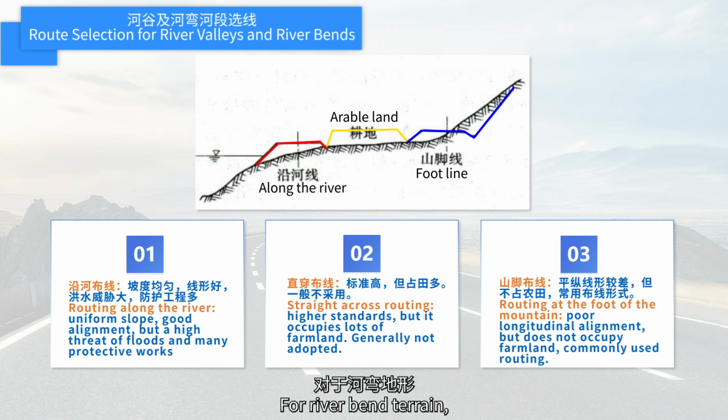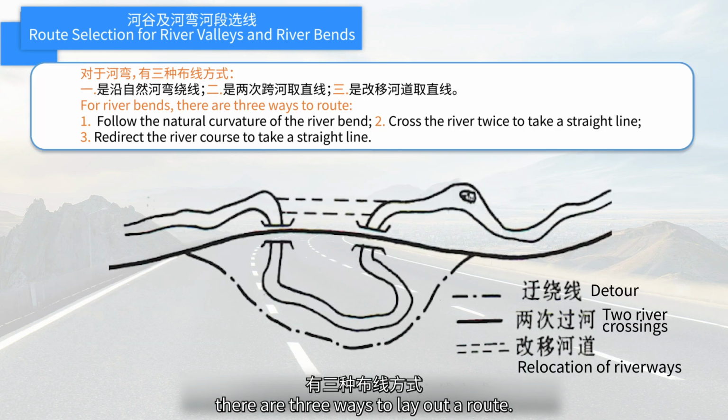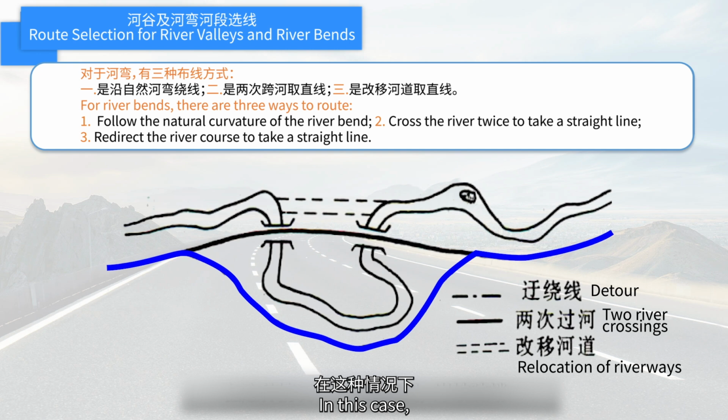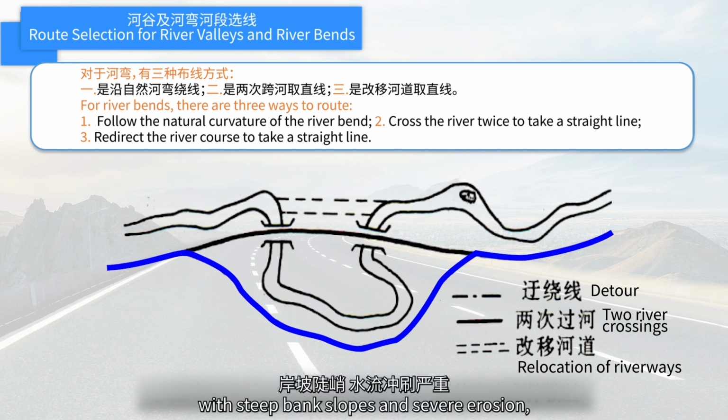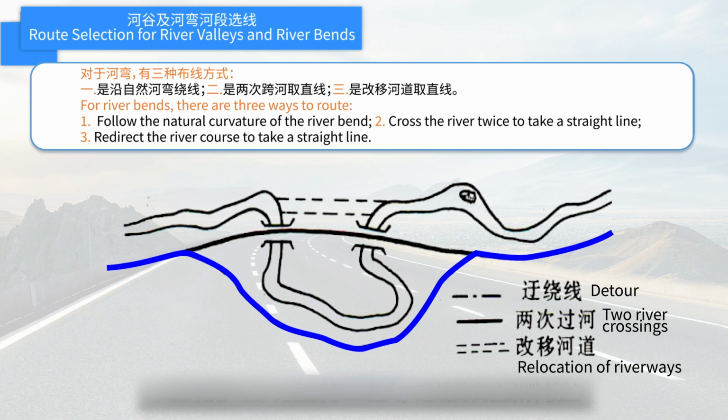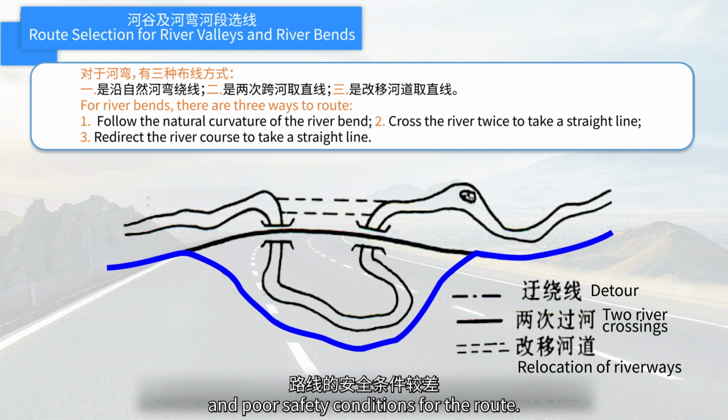For riverbend terrain, there are three ways to lay out a route. The first method is to follow the natural curvature of the river bend. In this case, the route is circuitous, with steep bank slopes and severe erosion, requiring extensive protective engineering for the subgrade and poor safety conditions for the route.